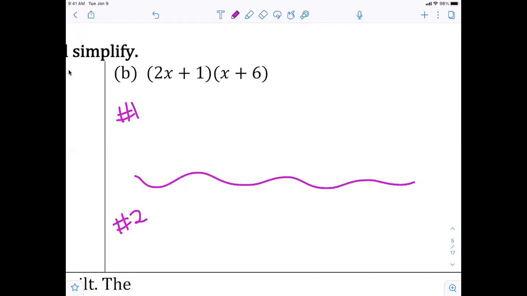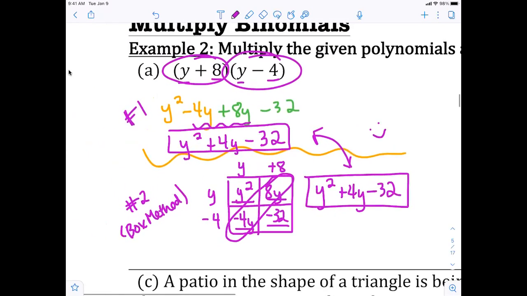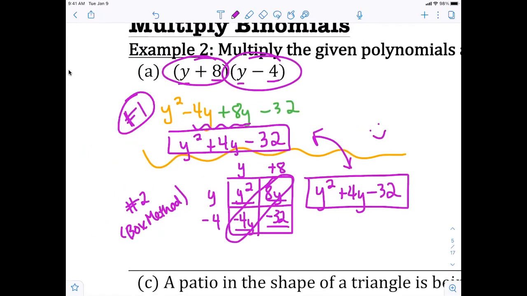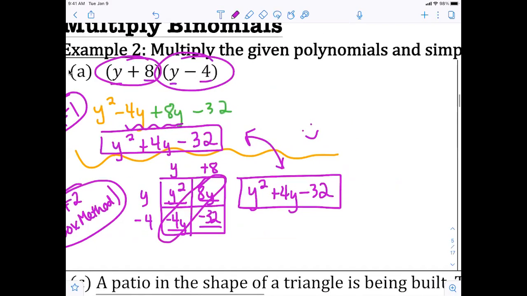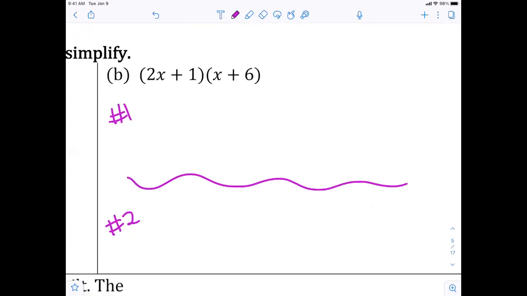So here for example B, before you go, you can choose whichever method you would like. If you want to use number 1, the distributive method, go for it. If you want to use method number 2, the box method, you can choose whichever one you would like. Okay, and now go.